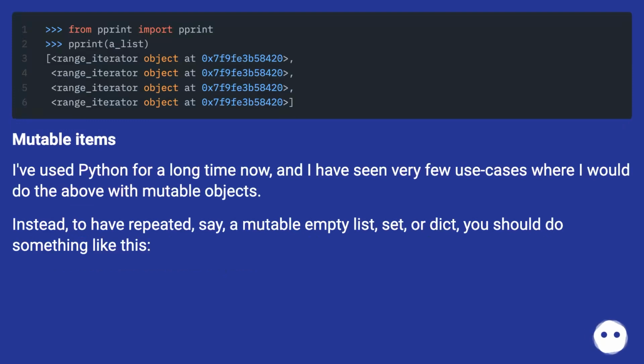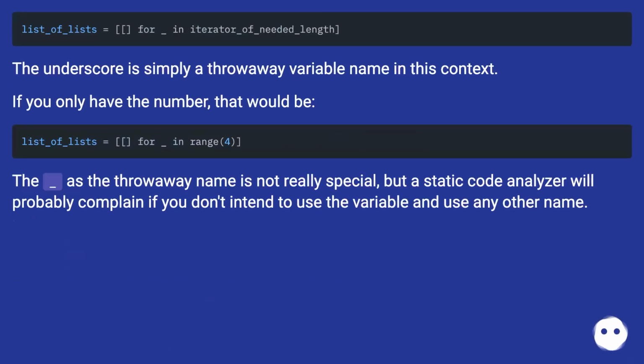Mutable items. I've used Python for a long time now, and I have seen very few use cases where I would do the above with mutable objects. Instead, to have repeated, say, a mutable empty list, set, or dict, you should do something like this. The underscore is simply a throwaway variable name in this context.